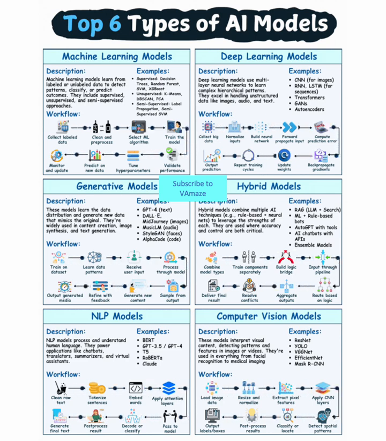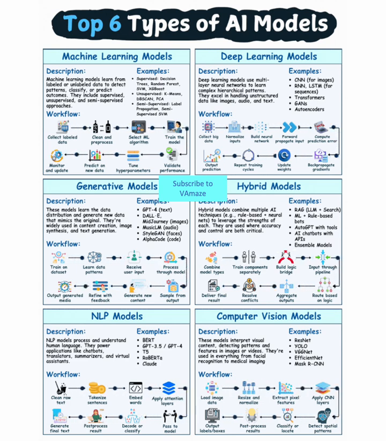Choosing the right model type. The selection of model type depends on the specific problem, available data, computational resources, and desired outcomes. Traditional machine learning excels with structured data and clear patterns. Deep learning handles complex, unstructured data. Generative models create new content. Hybrid approaches solve complex, multifaceted problems. NLP models process language, and computer vision models handle visual data.